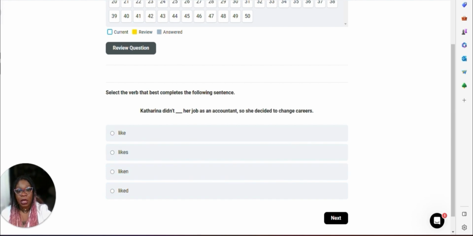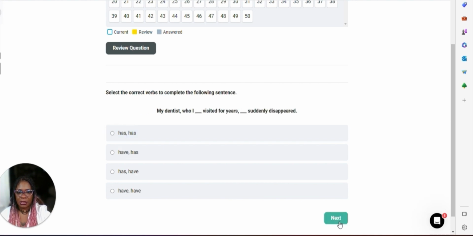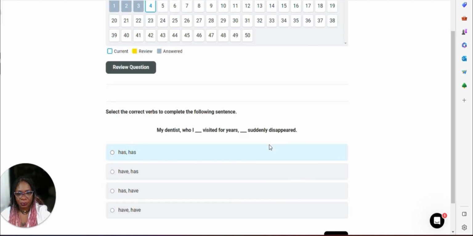Katharina didn't blank her job as an accountant, so she decided to change careers. Is it like? Is it likes? Is it liken? Or is it liked? So the answer for this one is going to be like, because this is a past tense negative. So it takes the helping verb did with the base form like. So we're going to select like and move to the next question.